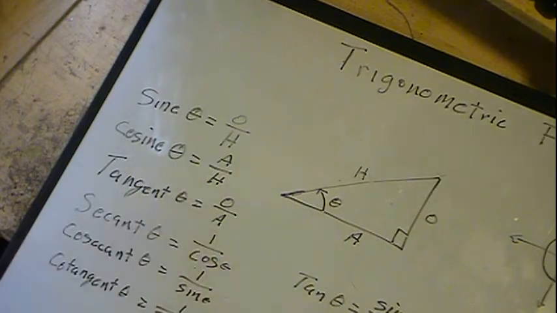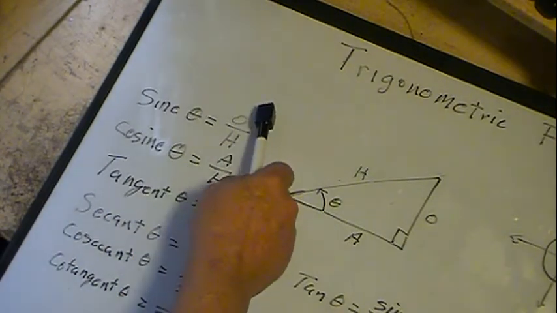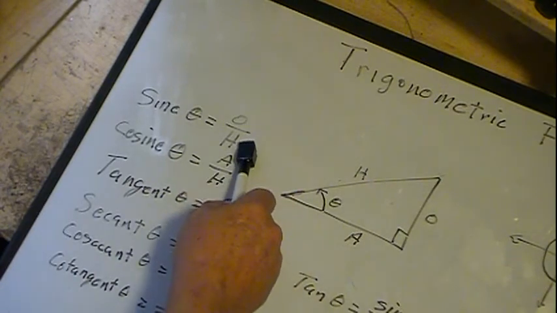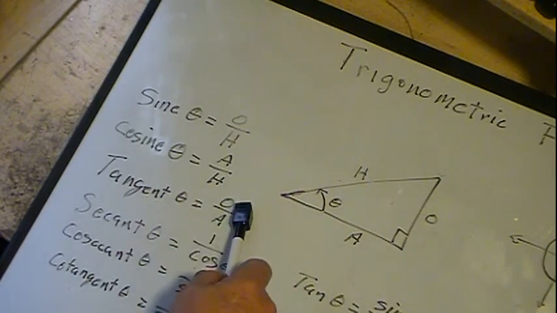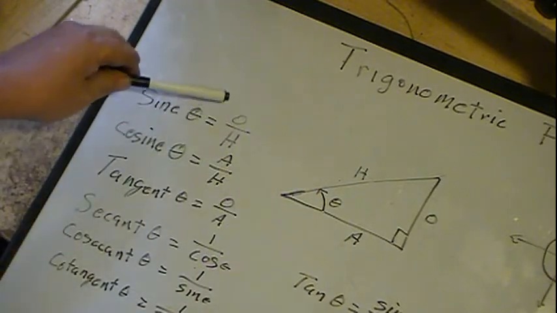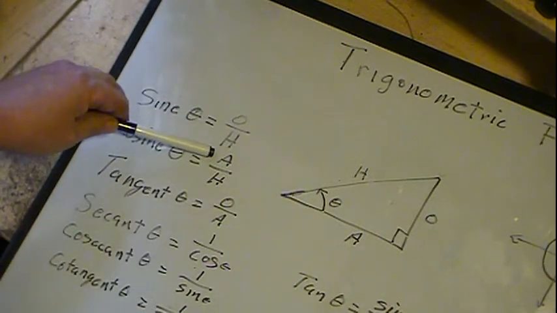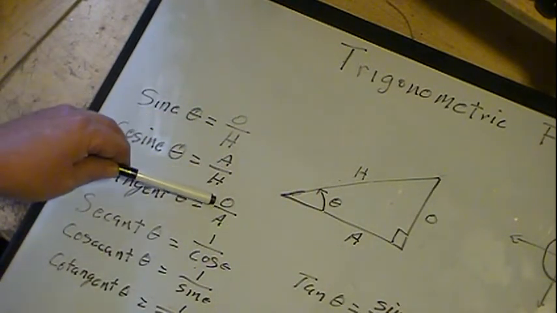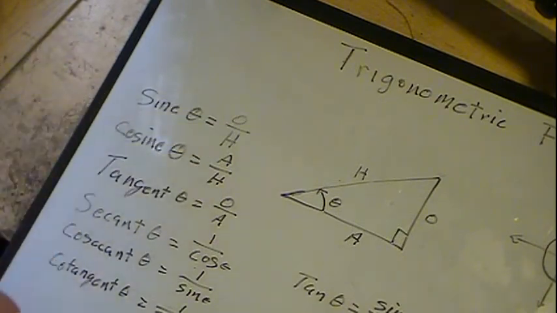Now one quick way you can remember those is a little saying, a little sentence. Oscar has a heap of apples. So Oscar has a heap of apples. So that's one quick way of remembering them.